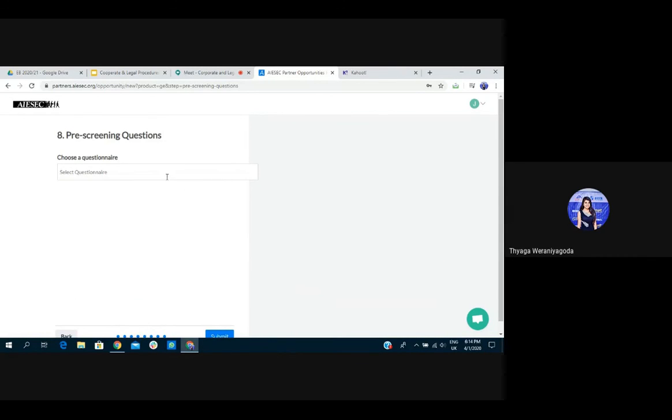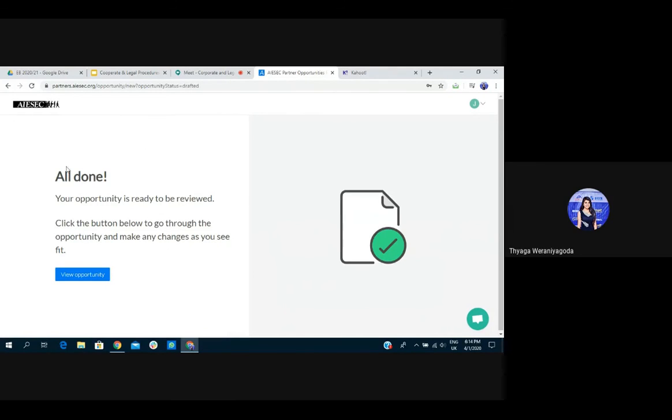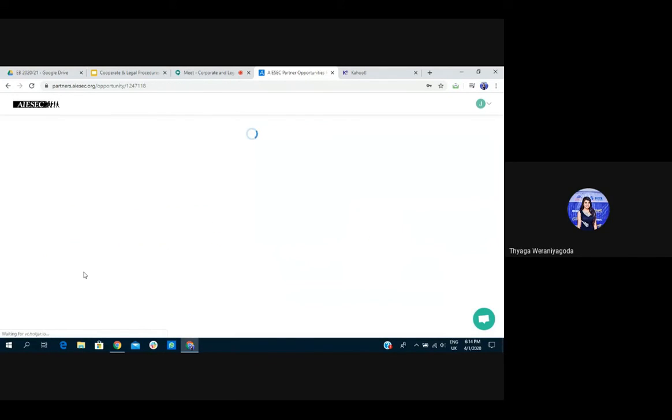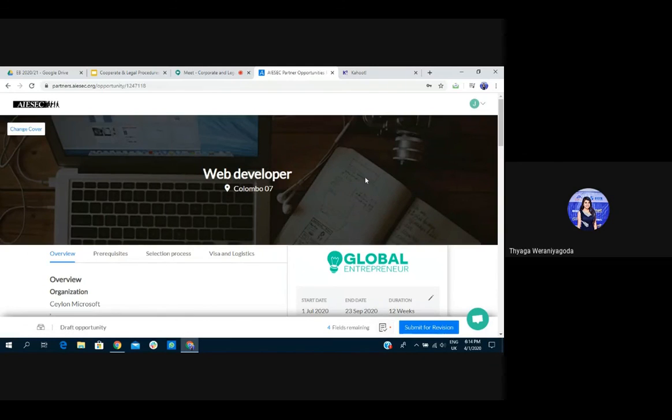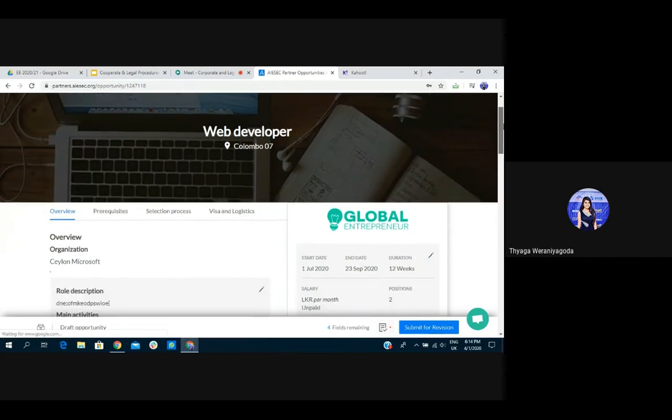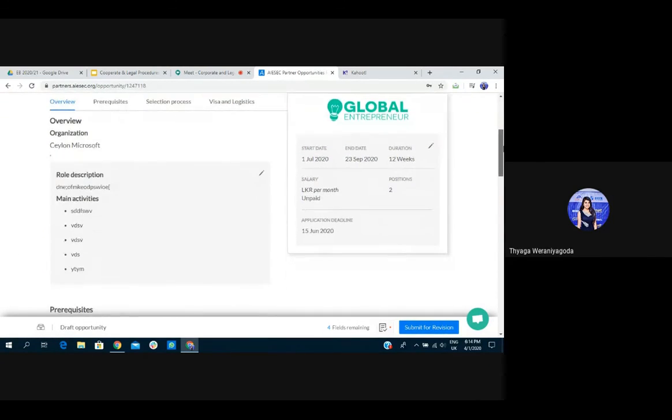And finally, the questionnaire. So some companies have a questionnaire, but most of them don't. So we don't need it. And then we can just submit. And here all have been done. And then we can go to view the opportunity. So here it is. The opportunity is displayed like this, still in draft stage.